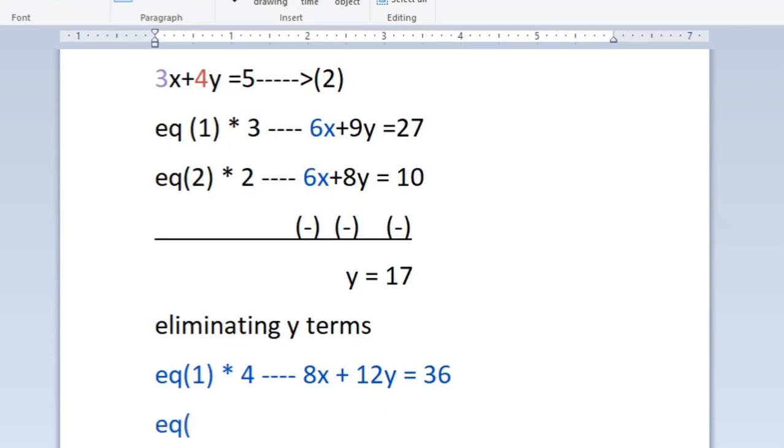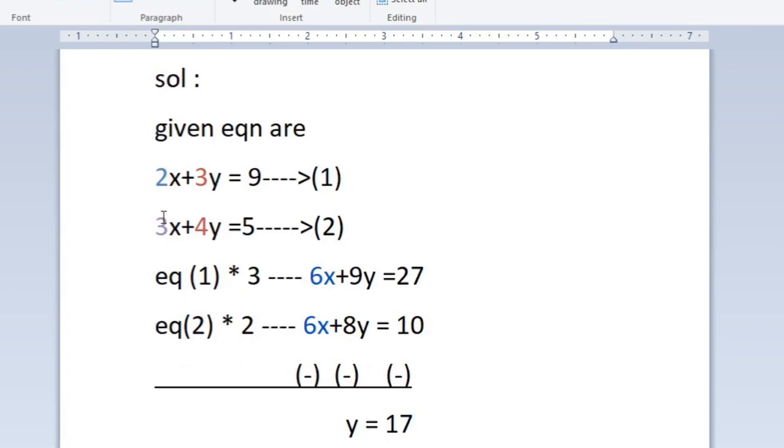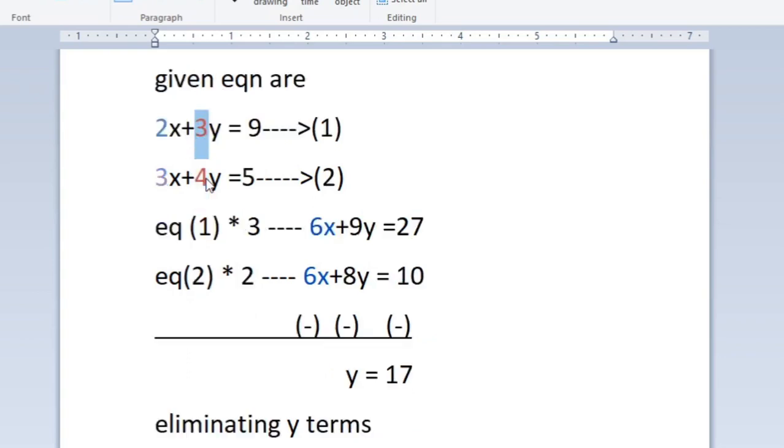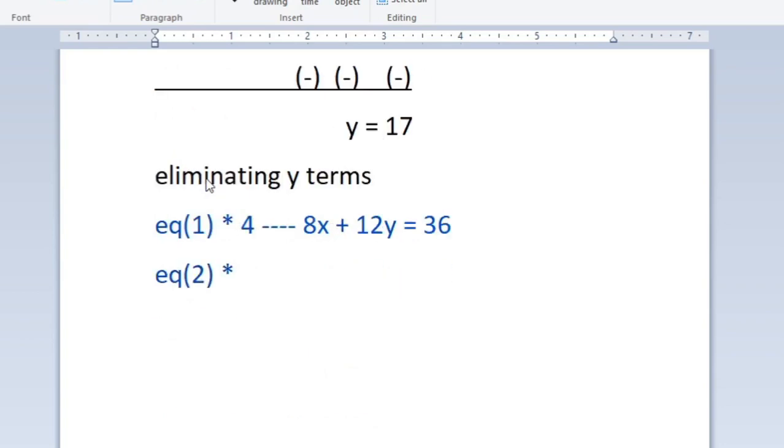Similarly, you have to multiply equation 2 with whom? Can you guess? It's nothing but you have to multiply with the y coefficient of equation 1. Here just reverse the process. Equation 1 is multiplied by equation 2 and equation 2 is multiplied by equation 1.